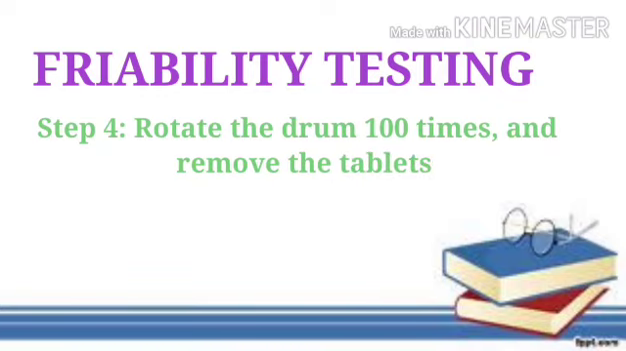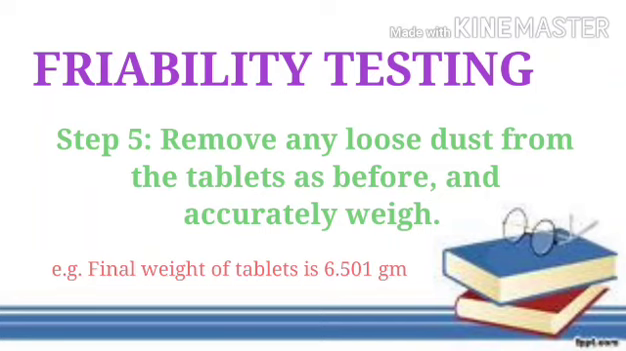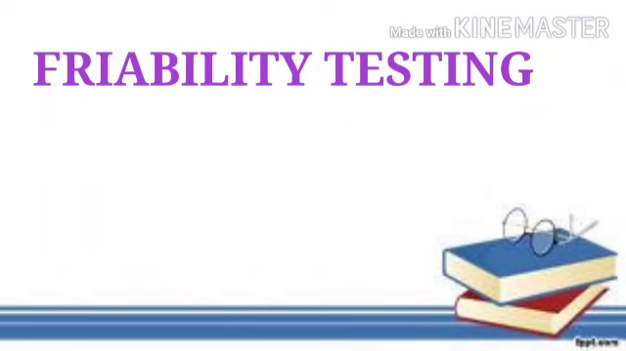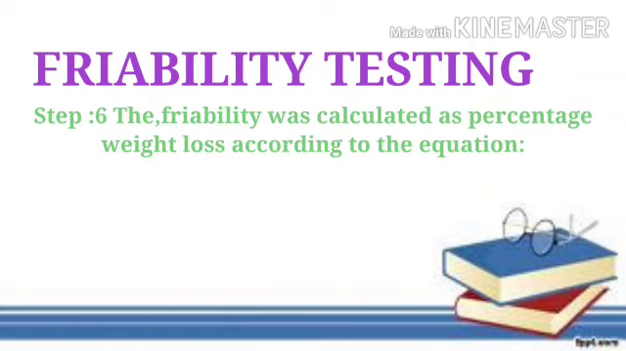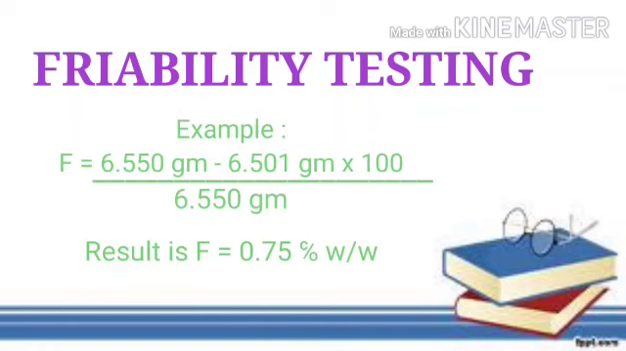Step 5. Remove any loosened dust from the tablets as before and accurately weigh. For example, the final weight of the tablets is 6.501 gram. Step 6. The friability is calculated as a percentage weight loss according to the equation below. Putting the example values in the formula, the calculated friability was 0.75% weight by weight.